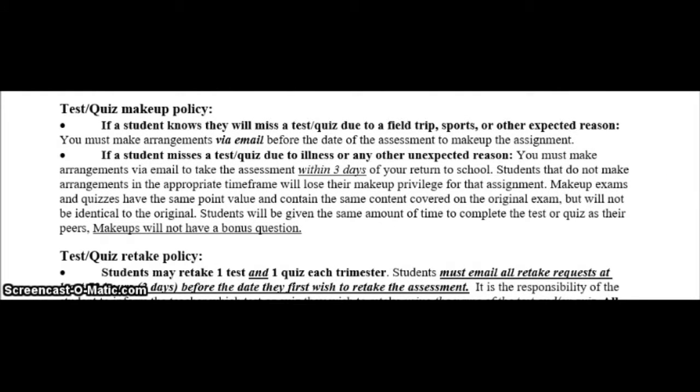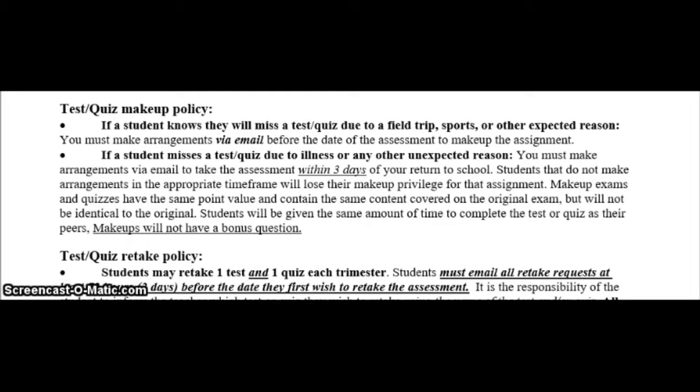My test and quiz makeup policy. If a student knows that they will miss a test or quiz due to a field trip, due to a sporting event, or other expected reason, you must make arrangements via email before the date of the assessment to make up the assignment. Now, it's very important that I get these through email, because what will often happen is somebody will come to me and say something while someone else is talking to me. I answer the other person, didn't hear the second person's question, and the second person thinks they've cleared something with me that I haven't gotten.